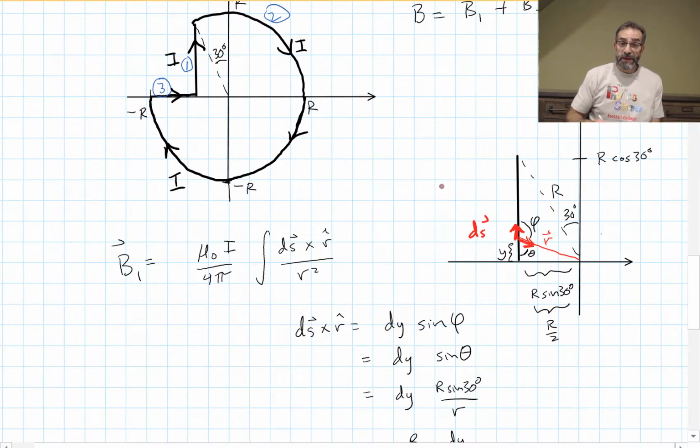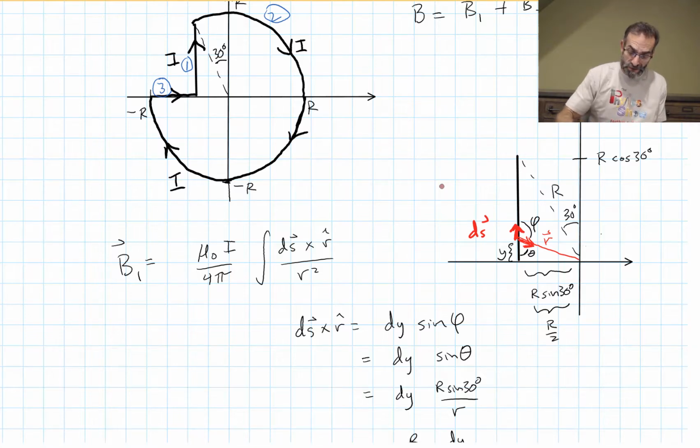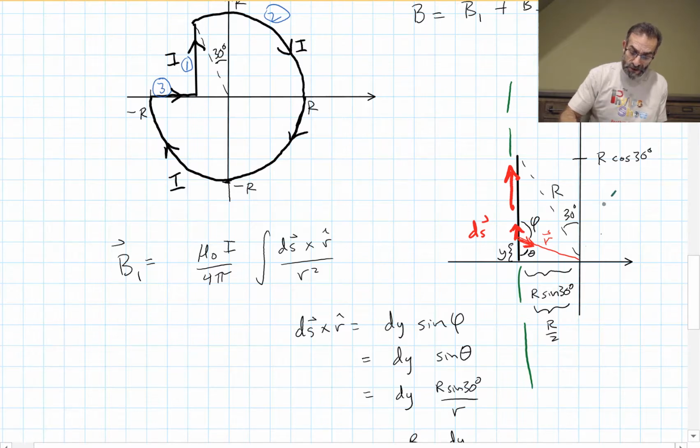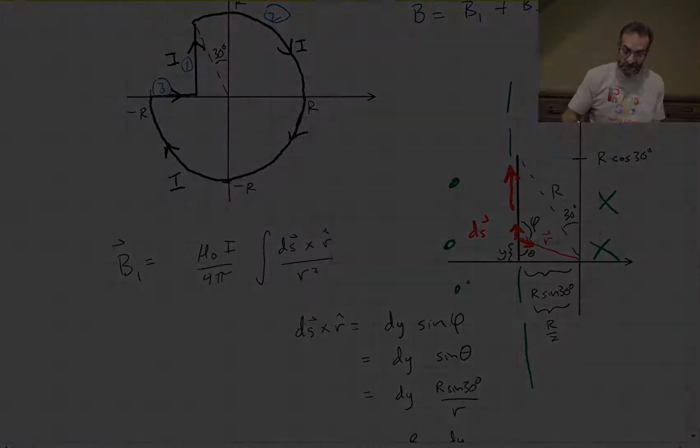The other way we can get the direction is by putting our thumb in the direction of the current. So if we put our thumb in the direction of the current, every place to the right of the current carrying wire has a magnetic field that points into the page. Every place to the left has a magnetic field that comes out of the page.